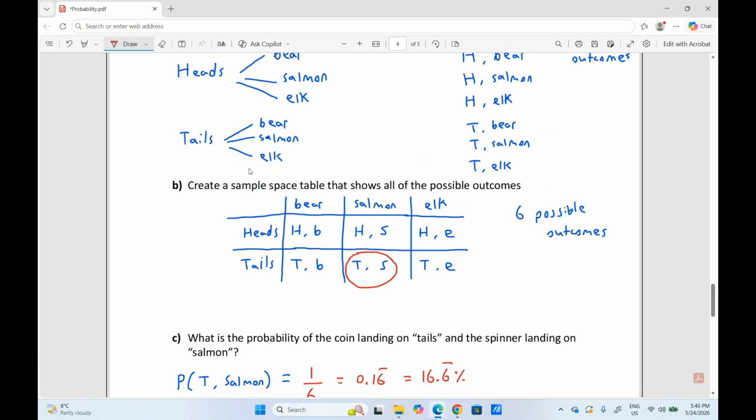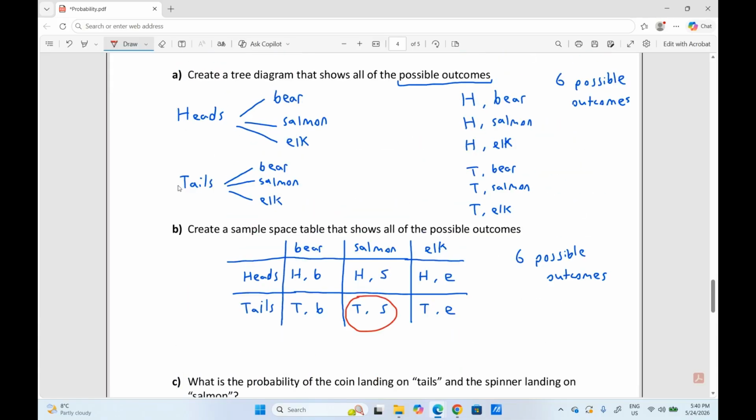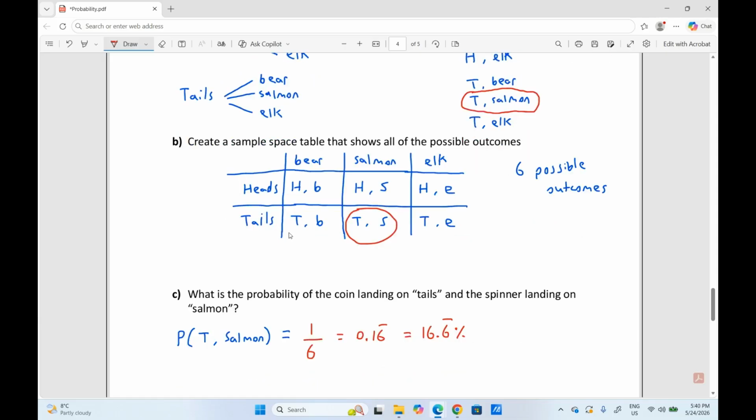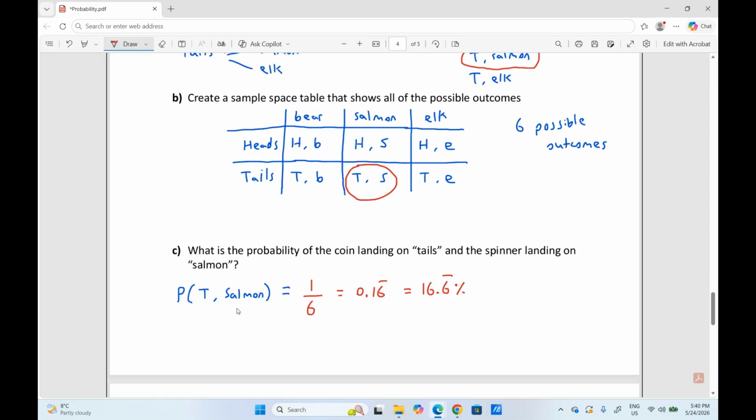And you can also use the tree diagram to show this because here I have tails, and then from tails I spin the spinner and I land on salmon. So there's 6 possible outcomes, but there's only one outcome where I get tails and salmon, so 1 out of 6 once again. So that's how you can find the probability of flipping a coin, landing on tails, and spinning a spinner and landing on salmon.